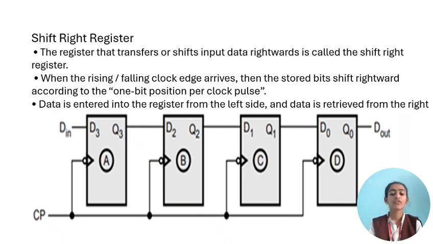There is a four flip-flop system: A, B, C, D. The serial input is D in, and the last flip-flop's output is D out. The flip-flops are connected to CP, and CP means clock pulse. When the rising or falling clock edge arrives, the stored bits shift rightward by 1 bit position per clock pulse.